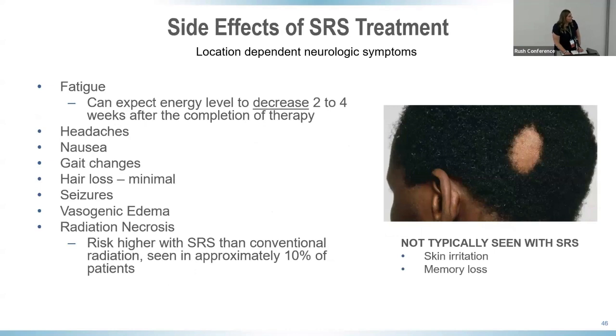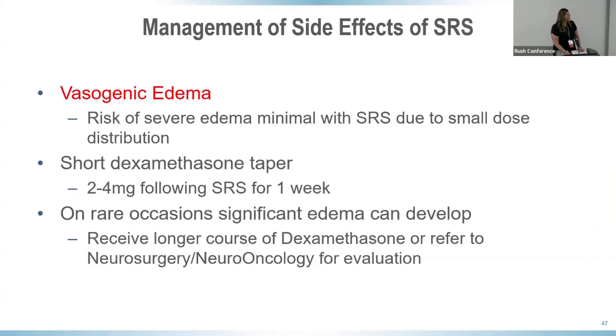So what are some of the side effects? It's usually dependent on where the tumor is located in the brain. Fatigue being the most common, we can expect that to last about 2 to 4 weeks. They can have mild headaches, feel a little nauseous, have some gait imbalances. Hair loss is minimal, much like this picture, probably even less than that. They can develop seizures from the swelling. That's very rare. And they can have vasogenic edema and radiation necrosis, seen in about 10% of patients that are treated. We do not typically see skin irritation or breakdown, and we do not see memory loss with SRS.